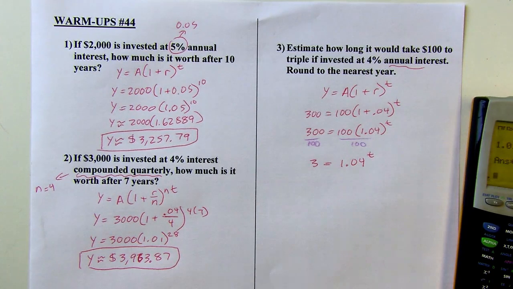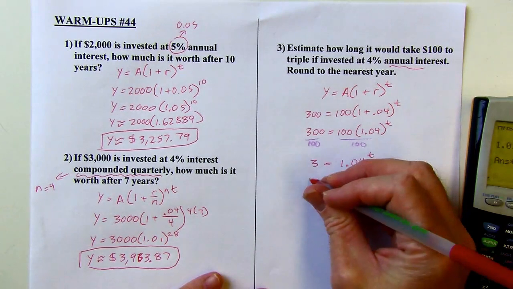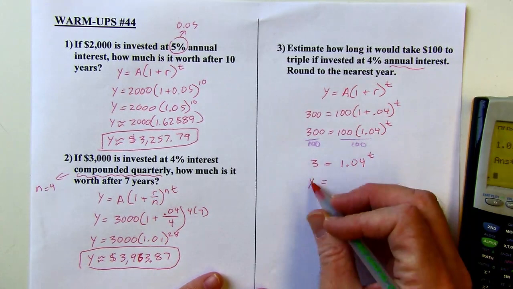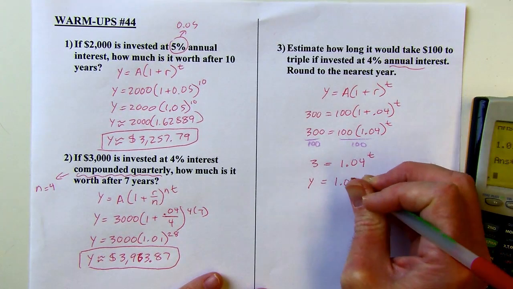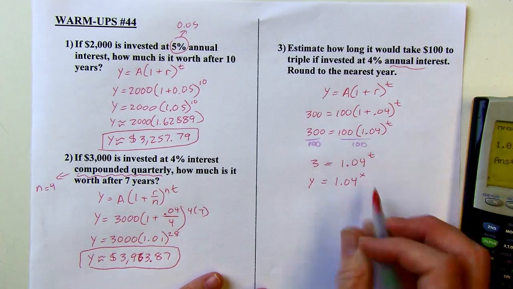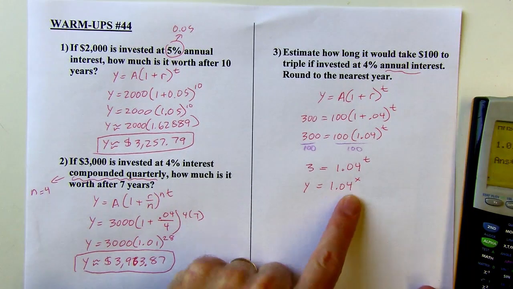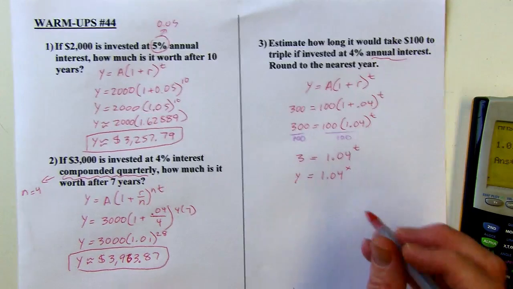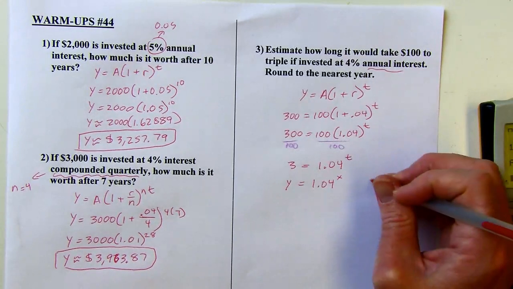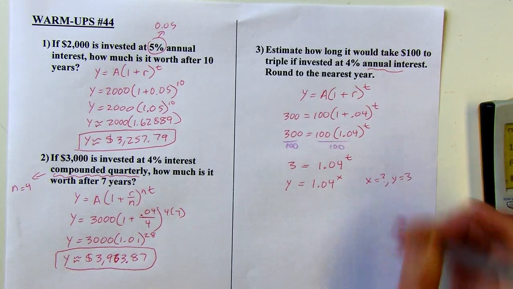So what we're going to have to do is a little guess and check thing. So I'm going to change the 3 into a y. It doesn't really matter if you do or not, but I'm just going to start playing with my calculator. Start raising 1.04 to different things. So I'm going to figure out, hey, what does x equal when y equals 3? That's kind of what I'm asking myself, okay?